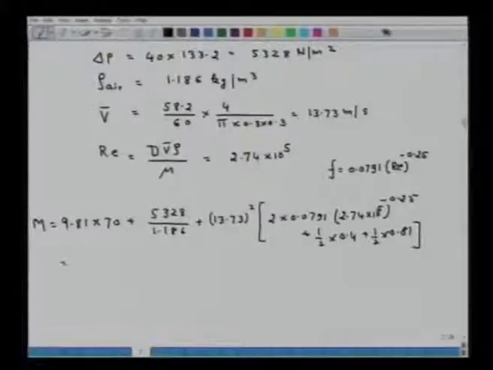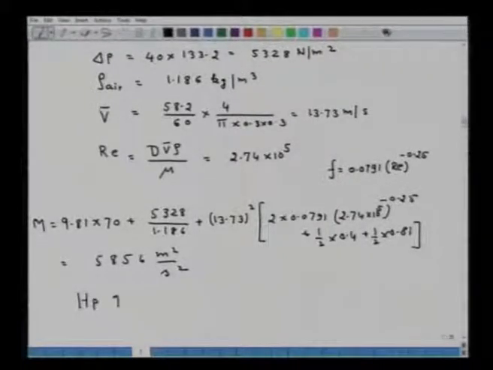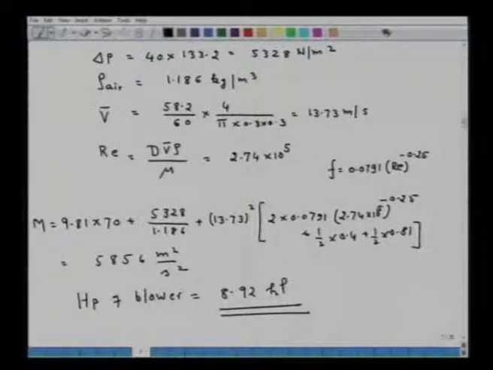So, m we can calculate from here. So, that will be equal to 5856 meter square upon second square, and from here you can calculate the horsepower of the blower. That will come out to be equal to 8.92 horsepower. So, that is how one can calculate this thing. Now, I am giving you some problem for self calculation.